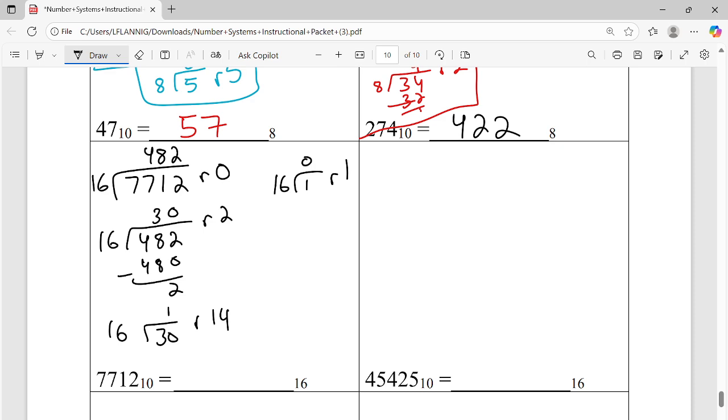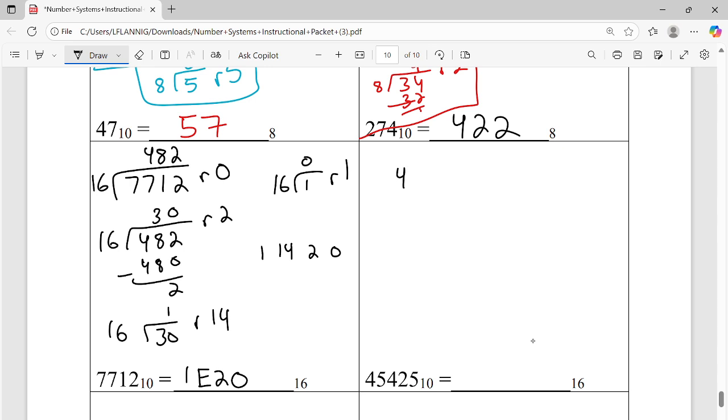So the answer is kind of 1, 14, 2, 0, but because we're in hexadecimal, we do want to use the letters instead of like 14. So what we're going to do is 1, 14 is E, so 1, E, 2, 0. And that's how you would do that one. Cool. I guess we can do one more. Let us do this one right here.